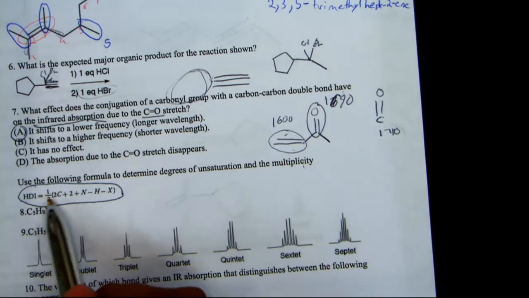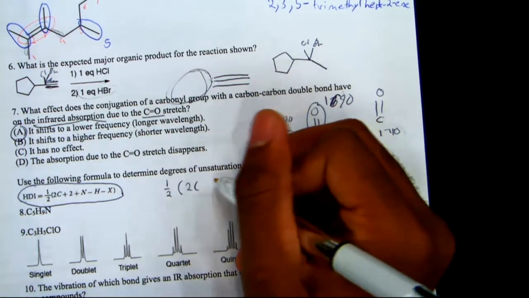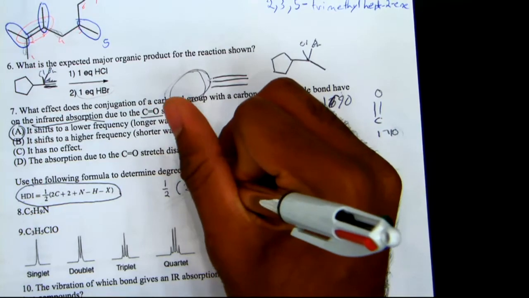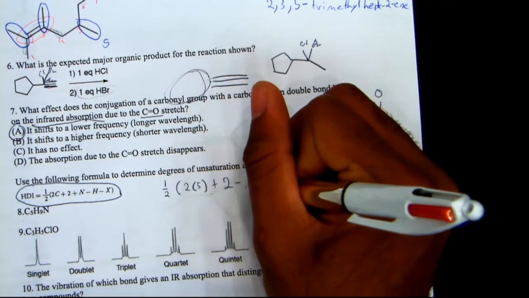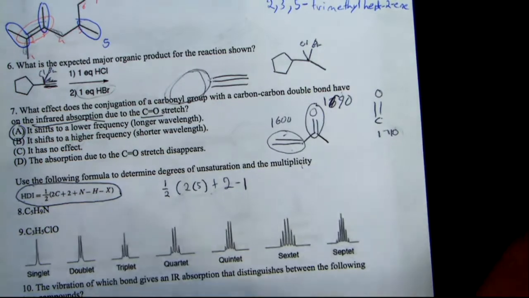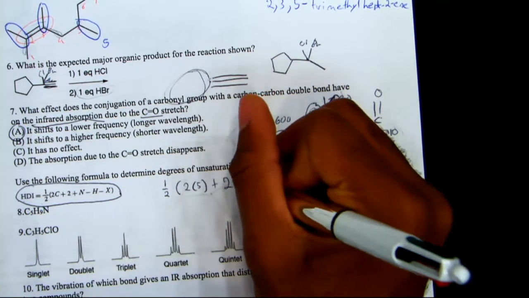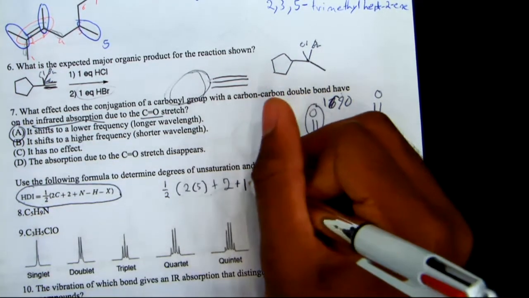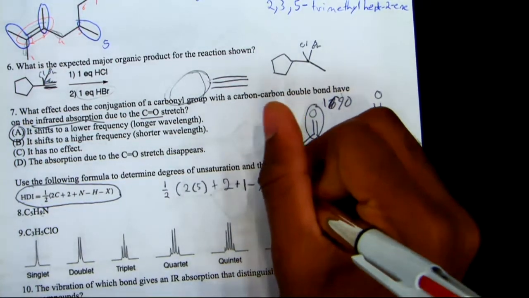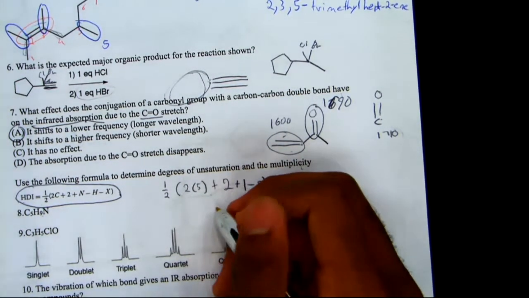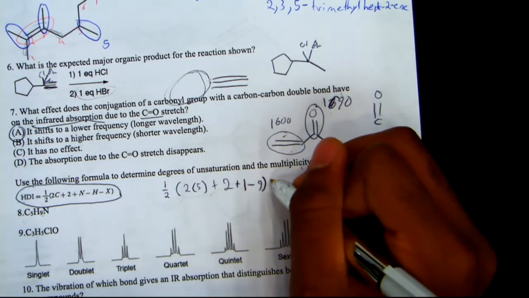All right, so this one is just plugging in. I would start off with half, and then you do 2 times the carbons, so we have 5 carbons, 5, and then we do plus 2, plus nitrogens. We have 1 nitrogen, so plus 1, minus the hydrogens, so minus 9, and then minus any halogens. We don't have any halogens, so that's all we have there. So 2 times 5 is 10, plus 2 is 12, plus 1 is 13, 13 minus 9, 4.